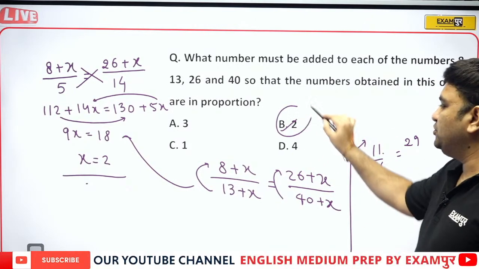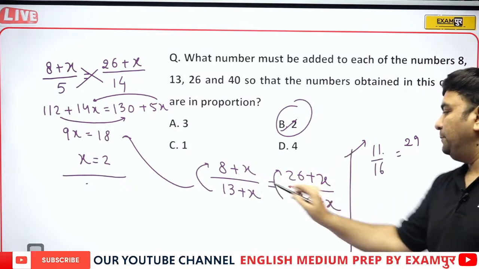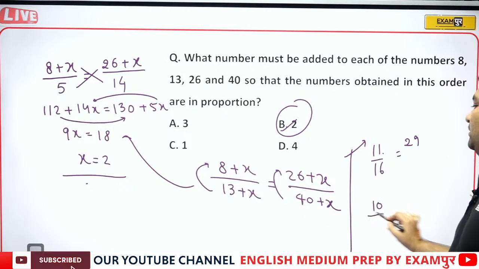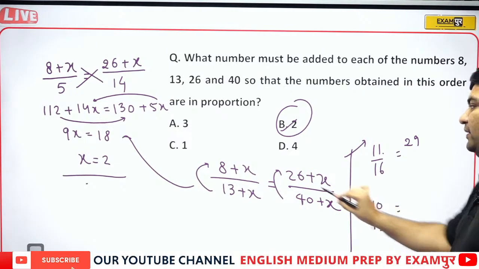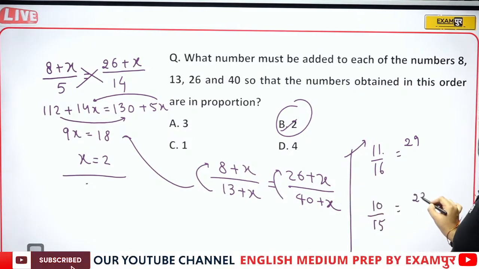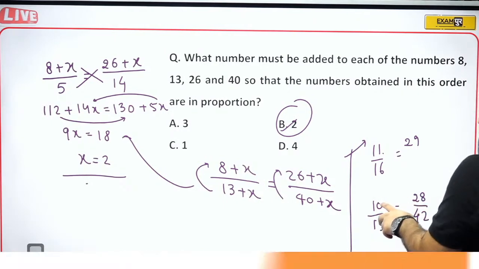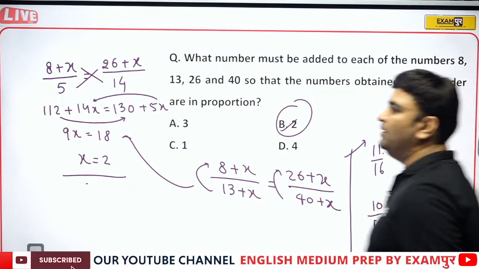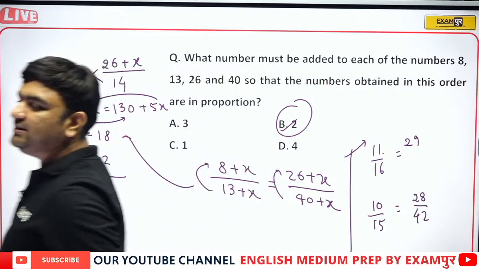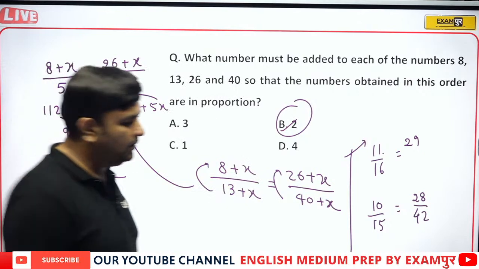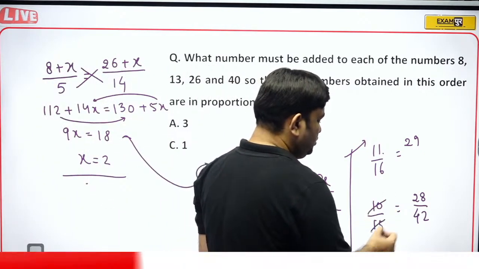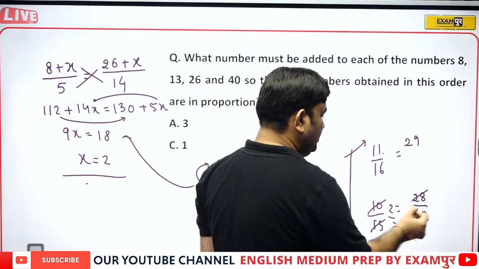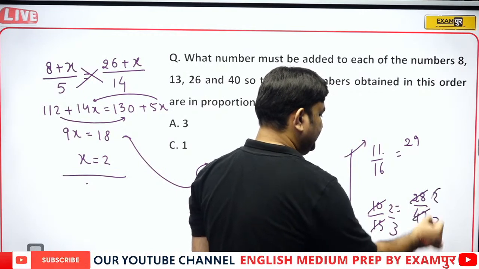Go for the second option, 2. 8 plus 2 is 10, 13 plus 2 is 15. They can simplify. It's 28 and this 42. Even they can simplify. If these two can simplify among themselves, this means this is solvable. So 2/3.